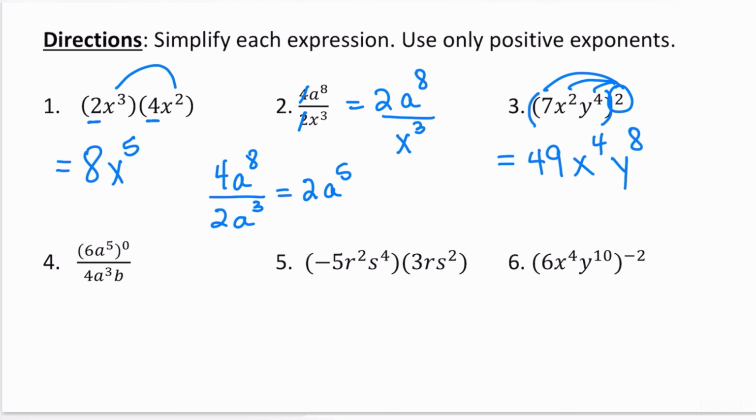In number 4, the entire numerator is being raised to the 0 power. Anything to the 0 power is 1. So the answer is 1 over 4a cubed b, because there's nothing else I can do in the denominator.